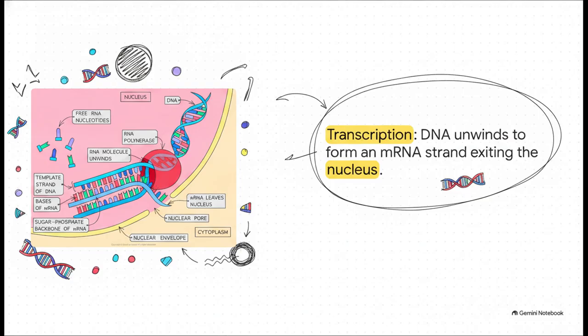The A's, U's, C's, and G's are pairing up one by one to assemble that brand new single strand of mRNA. And then, once it's built, you see the finished mRNA escaping right through the nuclear pore and out into the cytoplasm. It's this flawless, high-speed photocopying process that is happening constantly inside of you right now.